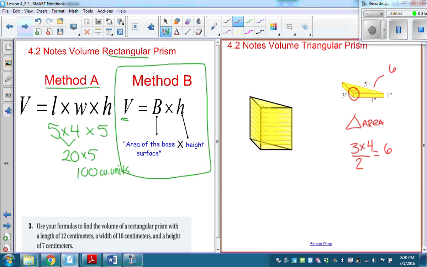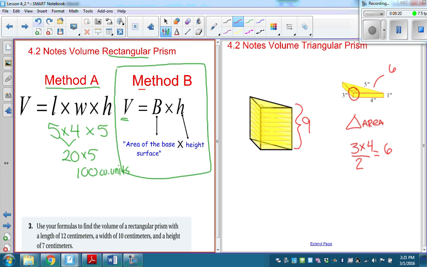And then we figure out how many there are that are stacked up. And we can count them. 1, 2, 3, 4, 5, 6, 7, 8, 9. So that container has 9 of those in there. So this is 9 units high.